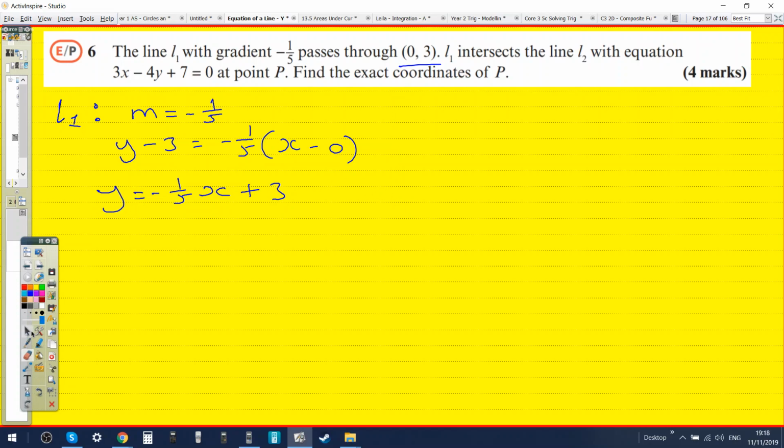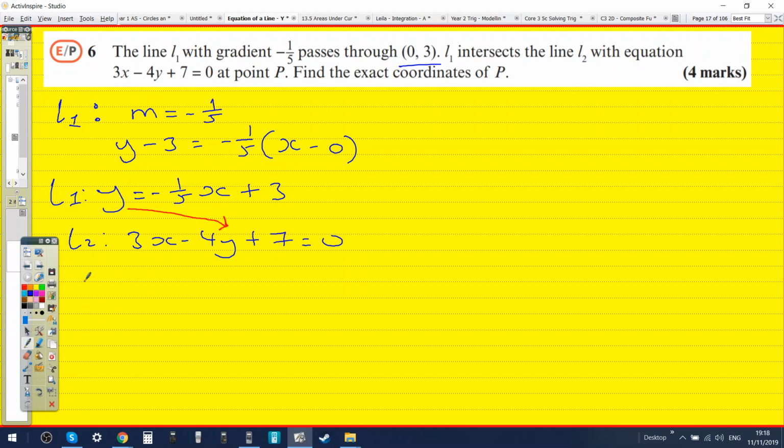Okay, so this is line 1. The other one is line 2. We want to find where they cross over. How do you do that? So do I have to solve for L2 to make y the subject? So you could sub one into the other, like equate them. Oh yeah. So if I put minus a fifth x plus 3 into the 4y. Yeah, so you could rearrange it, or you can just do it directly like that.